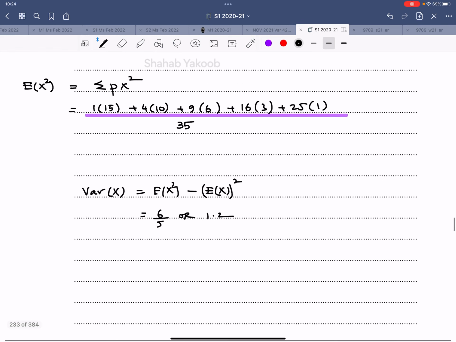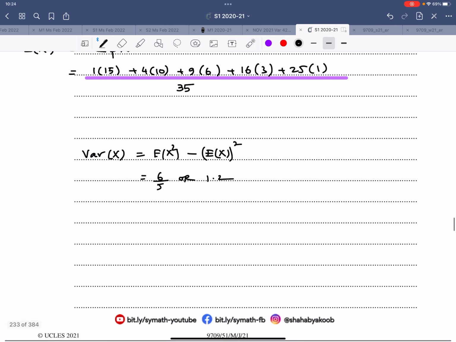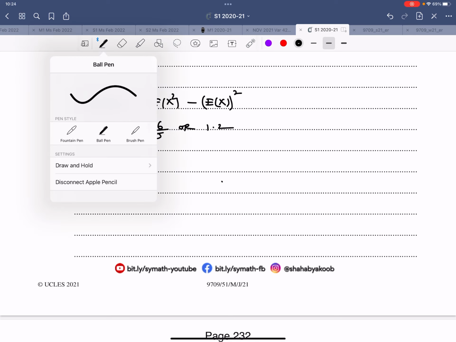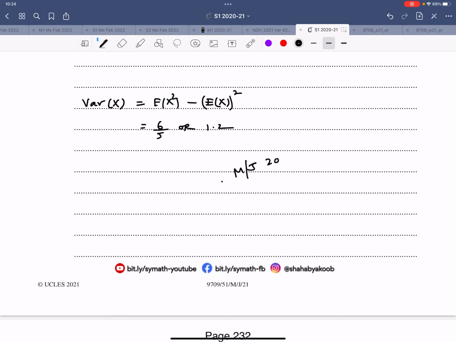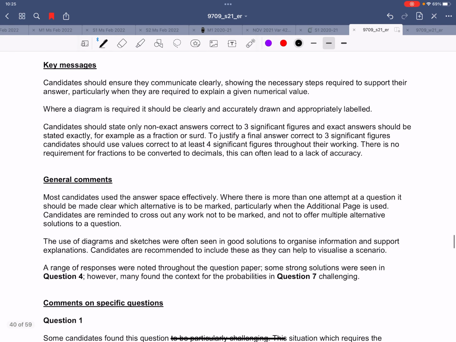Now let's look at the examiner report for a second. This is May-June 2021, the first variant of S1. And here is the exam report. Key message. I'm always interested in this. Most of the other things I've already explained.